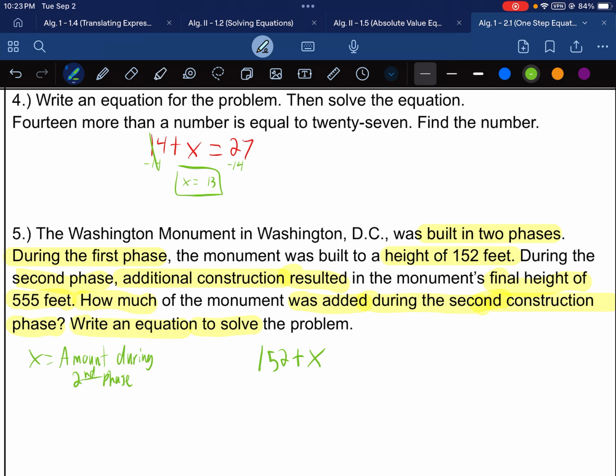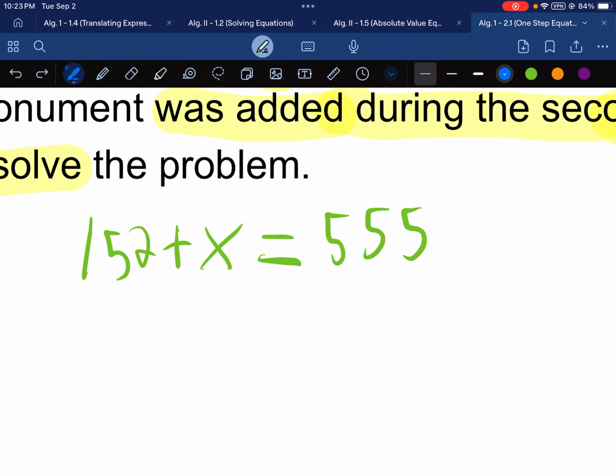So the amount from the first phase, 152, plus the amount from the second phase, x, results in the final height. So resulted and final both tell us, either one individually, that we have an equal sign here. It totals a certain number, and it totals 555 feet. So if we take the amount during the first phase, add it to the amount of the second phase, we get the total amount of the monument.